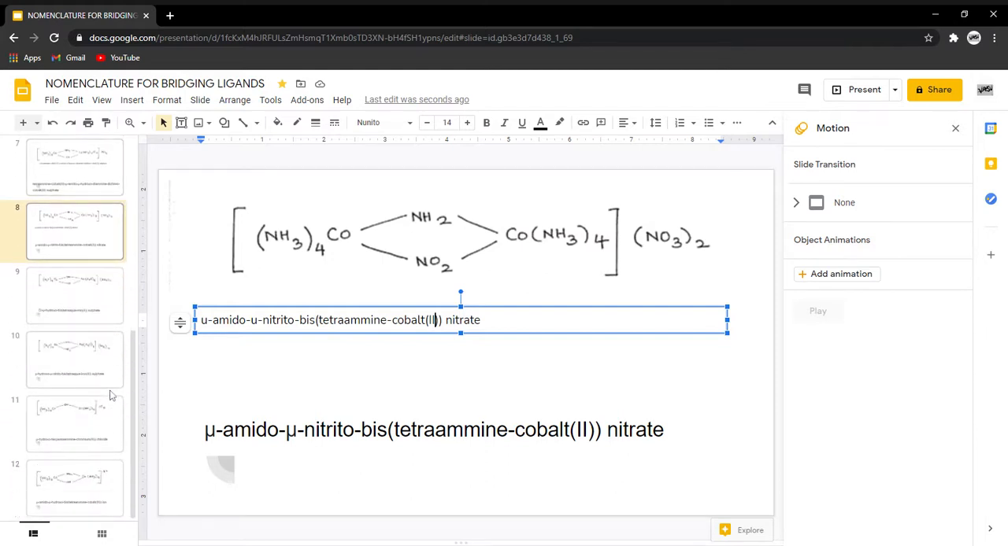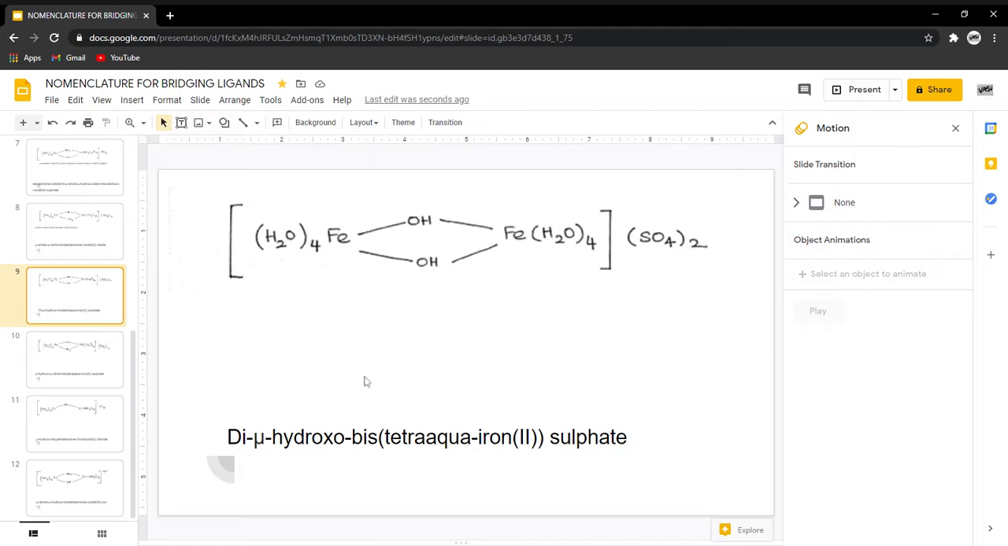Okay. Cobalt(II) nitrate. Could you try it for this one? How should we name this?